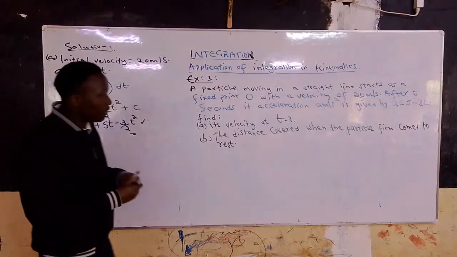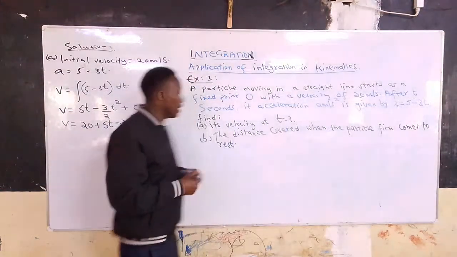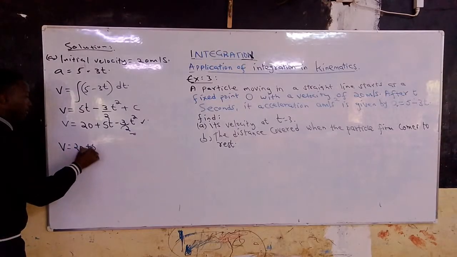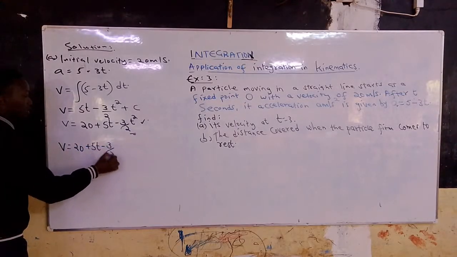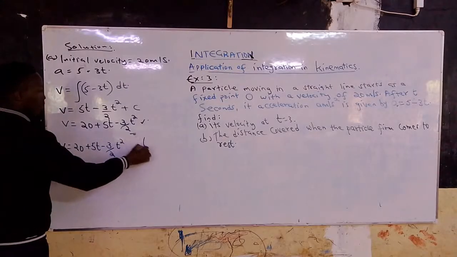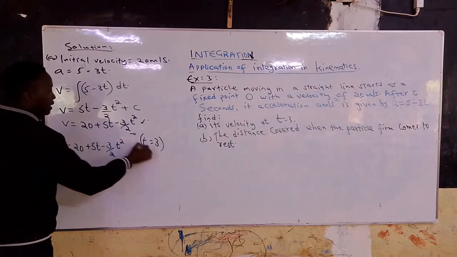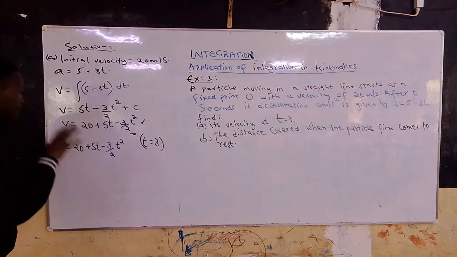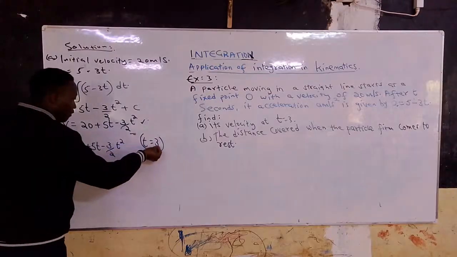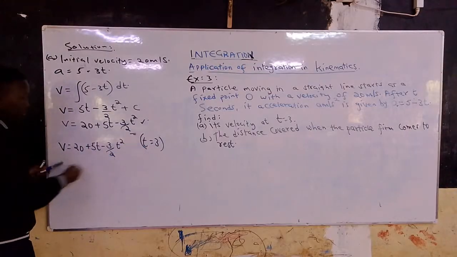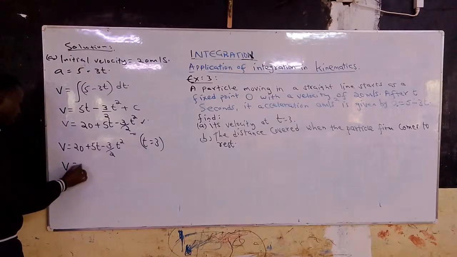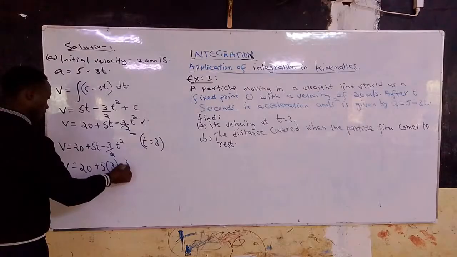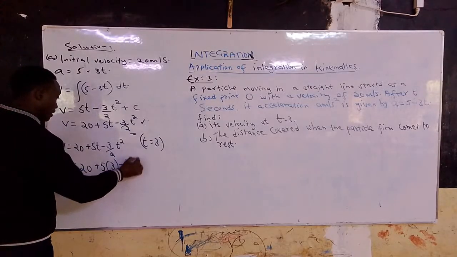So for us to find the velocity when t is 3, we already have the equation for velocity. Velocity is 20 plus 5t minus 3 over 2 t squared. We are supposed to find the velocity when t is 3. So to determine velocity when time is 3, we will substitute our value of t into our expression, and once we do that, we will get 20 plus 5 multiplied by 3 minus 3 over 2, 3 squared.